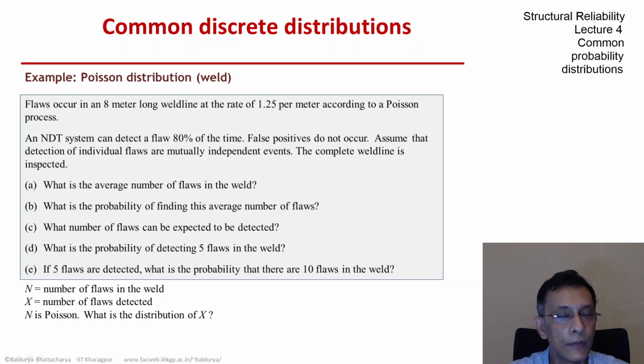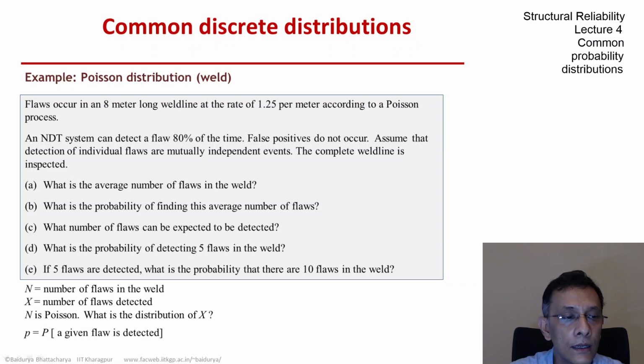So N is Poisson, as it's given. So what is the distribution of capital X? For that, we would need to have this little p. It's defined as 0.8, the probability that a given flaw is detected. So we'll need to come back to this. But for parts A and B, we just need to apply the Poisson PMF without any regard to X. It's just to do with N.